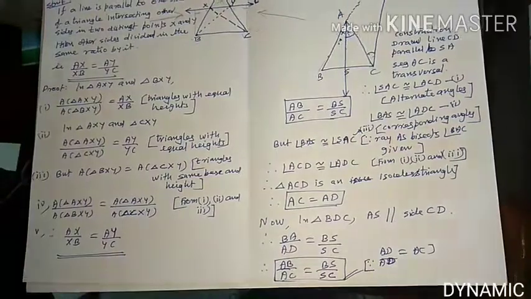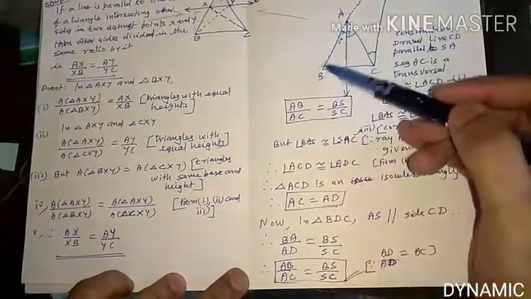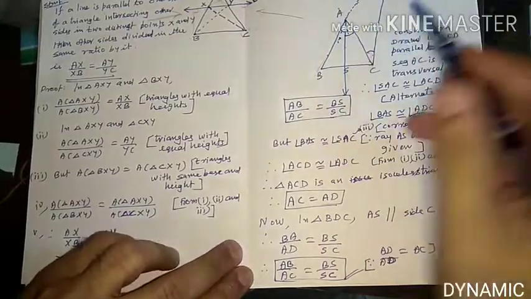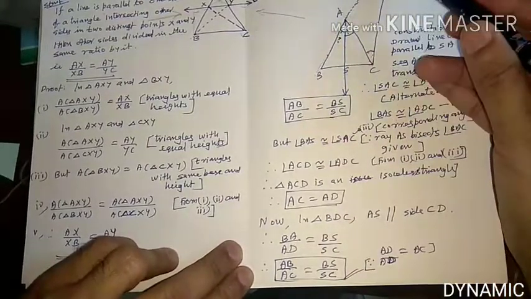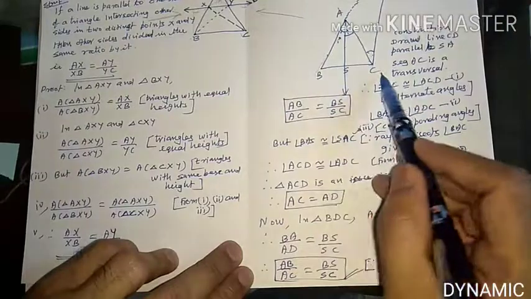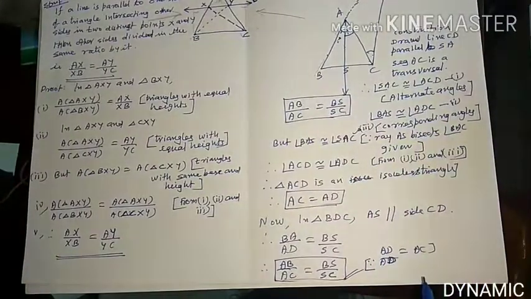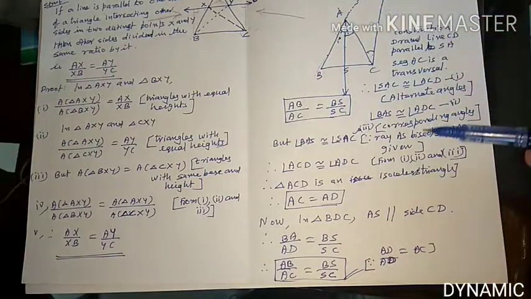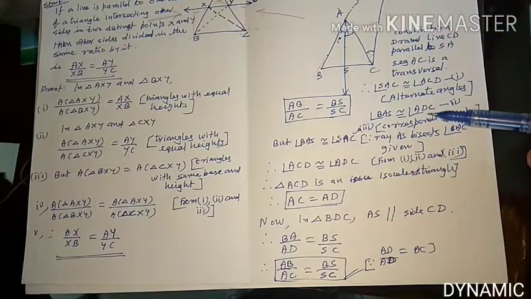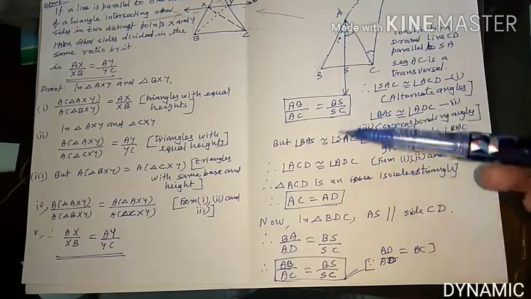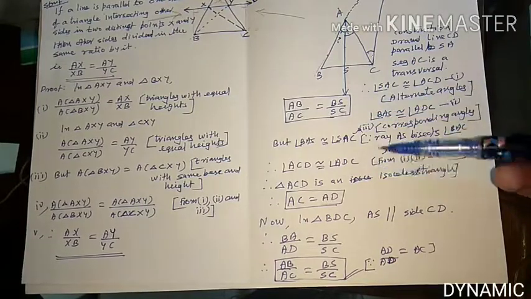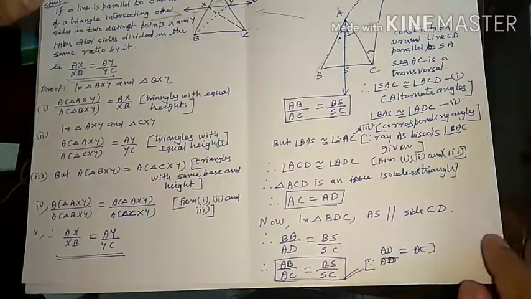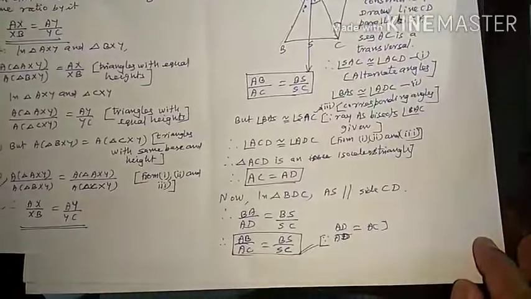It's an application of BPT only. See, in triangle BDC, this line is parallel to this side. Therefore, BA upon AD equals BS upon SC. That is the application of BPT to prove the property of angle bisector. Agreed? All of you please practice. You will get enough confidence. If still more doubts are there, you can ask me and we will clear them. Okay, this one.